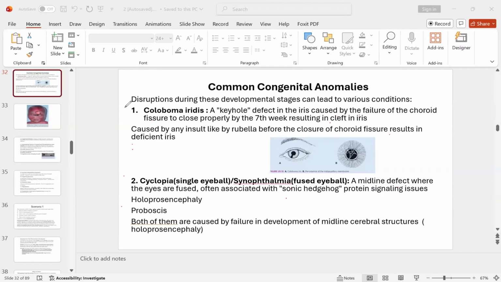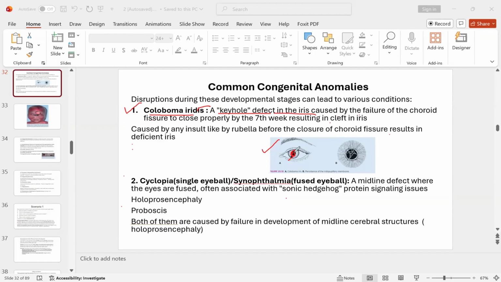So let's start with Coloboma iridis. It is also known as iris coloboma. It is a disease in which a keyhole defect is present in the iris. You can see in this diagram that there is a keyhole shaped hole or cleft present in the iris.